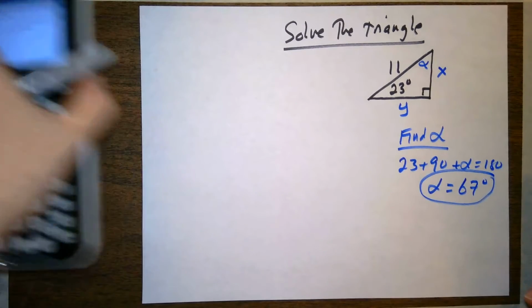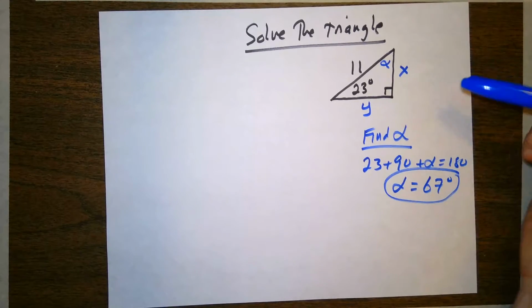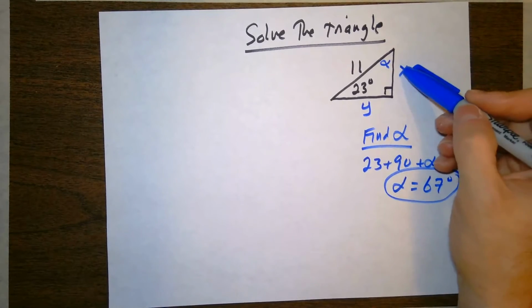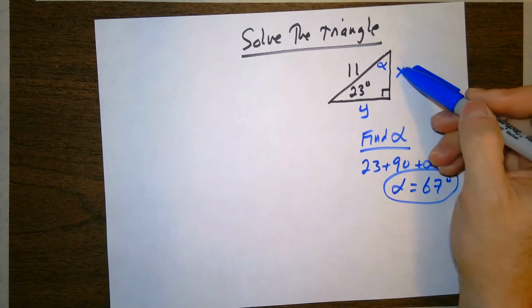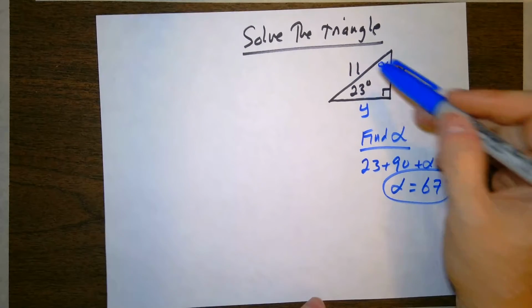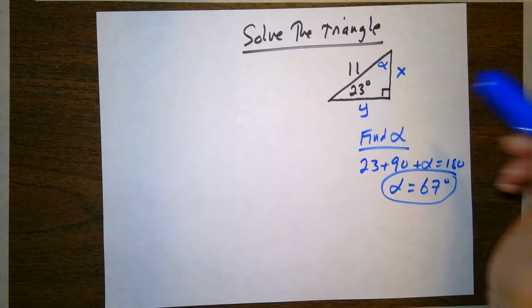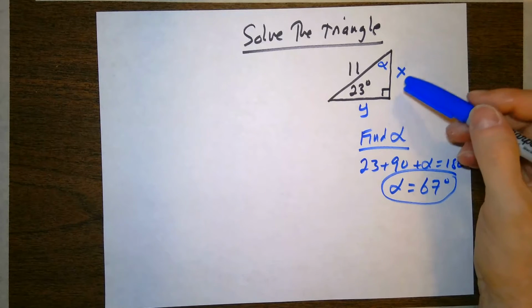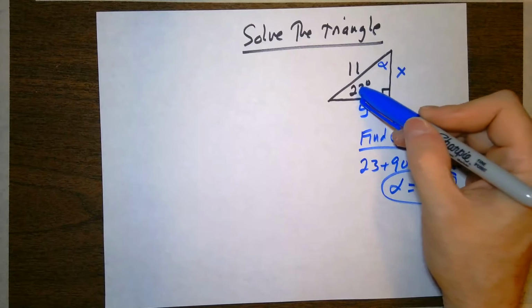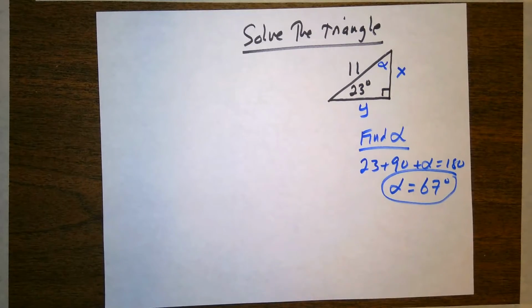Now, finding the two sides. You might think Pythagorean theorem, but that's not going to help. a squared plus b squared equals c squared. x squared plus y squared equals 11 squared. There's a lot of things that x and y could be. I need to find at least one of them, and I'm going to do it by using trigonometric ratios. I've got a reference angle of 23. I'm going to find x first.